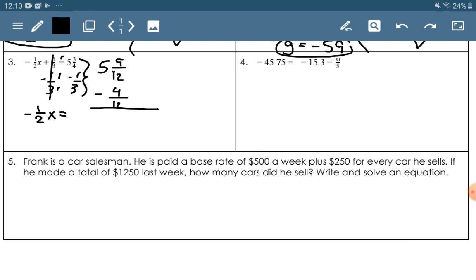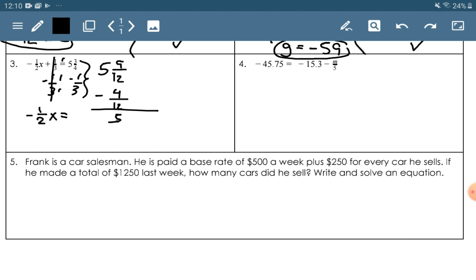9 minus 4 gives me 5. My denominator stays the same. 5 minus nothing gives me 5. So I've got negative 1/2 x equals 5 and 5/12.